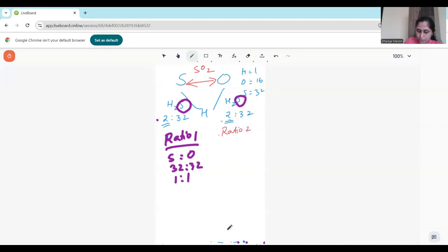Sulfur and oxygen. This is 32. 32 times 2. That is 32 times 16 times 2 is 32. 1:1. Right? So do they bear a simple whole number ratio? Yes. 1:1 by 1:1. That's a whole number ratio. Okay. So this was about the law of reciprocal proportion. Okay, the statement is big, but if you see the example, you will understand. Hope that you understood this one.